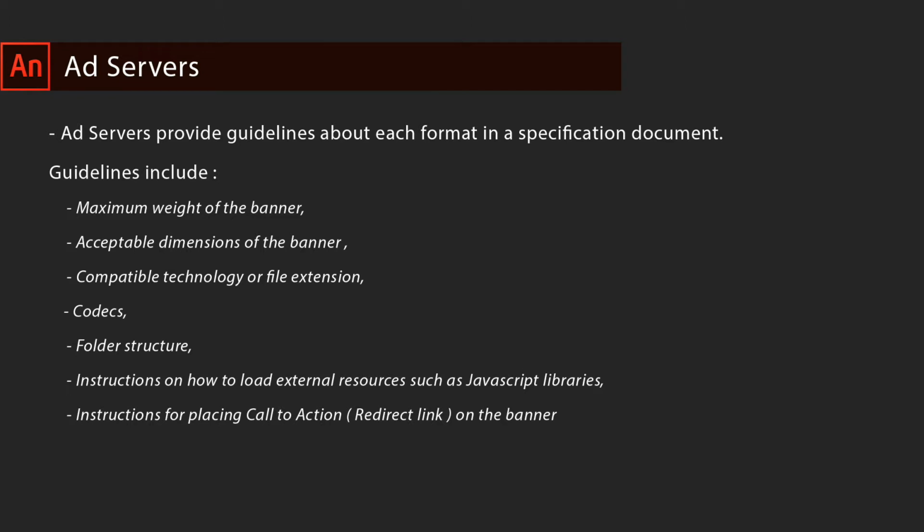Each ad server provides guidelines about each format in a specification document. A creative engineer must always refer to these documents before starting to build the banners. The document provides details such as the maximum weight of the banner, acceptable dimensions of the banner, compatible technology or file extension such as JPEG, GIF, HTML or video, codecs for video formats, structure of the files and how they should be organized in a folder.